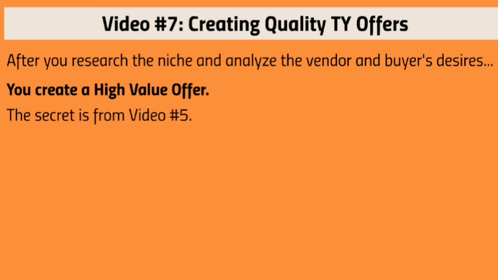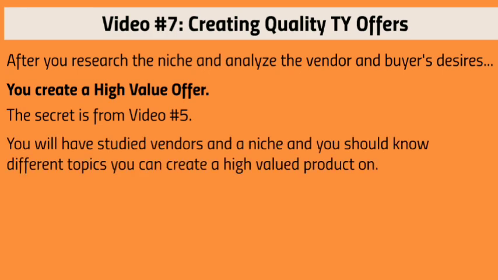So the secret is from video number 5, where we talk briefly about finding vendors to piggyback on. And in doing so, we were able to study the vendors and a niche, and you should know different topics that you can create a high value product on. Remember, it's not about creating something that the vendor has already created. It's by creating something of high value that is not in direct competition, but is related in some sort of fashion, whereas the vendor will actually say yes.